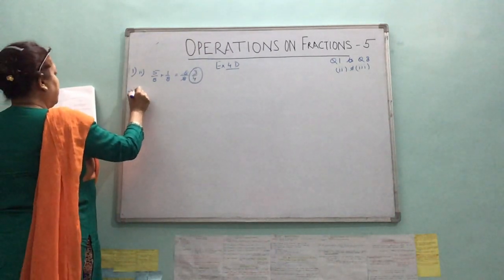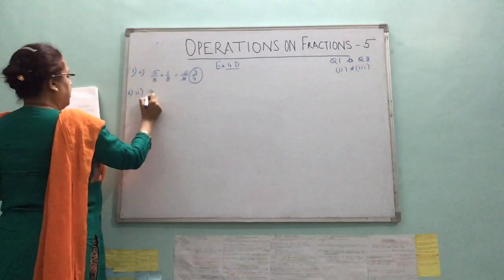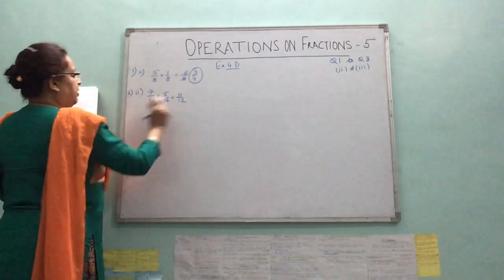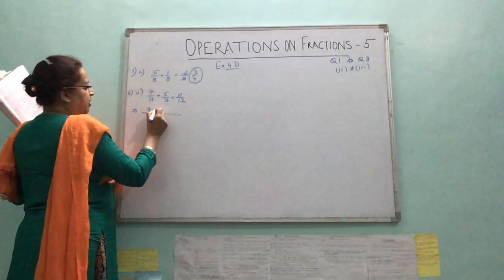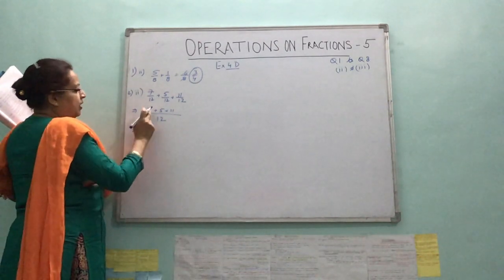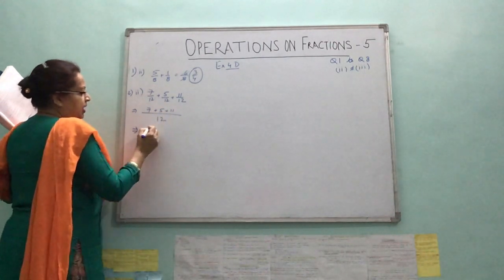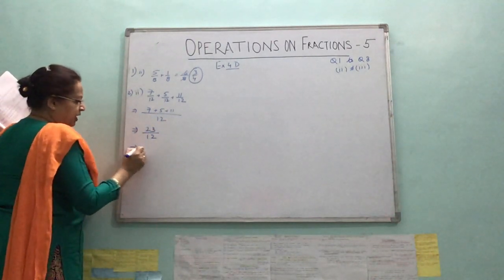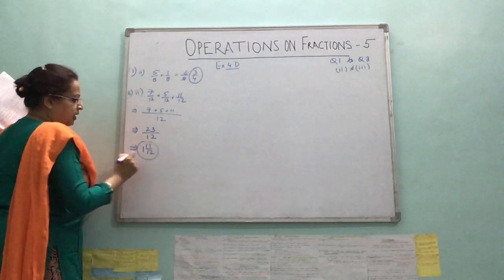Question number 2, second part. Very fast. 7 by 12 plus 5 by 12 plus 11 by 12. All are like fractions, so we just add the numerator, 7 plus 5 plus 11, upon the common denominator. Well, 7 plus 5 is 12. 12 plus 11, 23 upon 12. Again improper fraction. So 12 goes 1 time, 11 by 12. 1 whole 11 by 12.